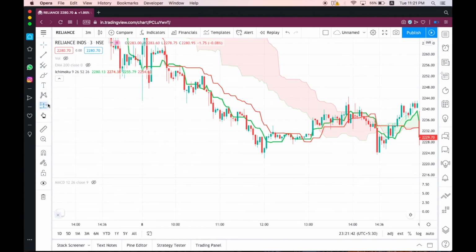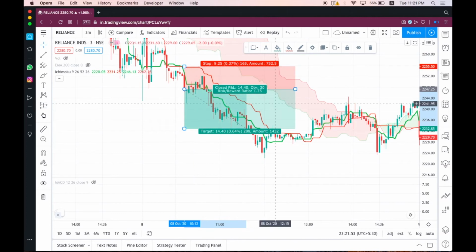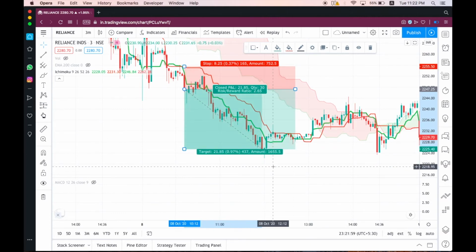See, even if you missed the first entry and saw the red line crossing above the green line a second time, you could have taken the entry. You would have bagged a lot of profit.